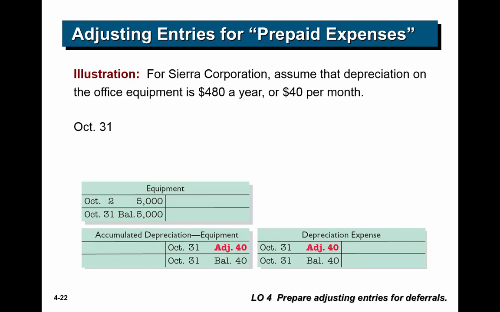All right, so here's an example. Assume the depreciation on their office equipment is $480 a year. So we divide that by 12, and that comes out to $40 a month. So rather than directly impact the asset, when we're doing depreciation, we use a special account called an accumulated depreciation account. Sometimes this account is called a contra asset because it reduces or offsets the value of the asset account that it's associated with, in this case, equipment. So we do the entry to accumulated depreciation on the equipment, a credit of $40, and a debit to depreciation expense.